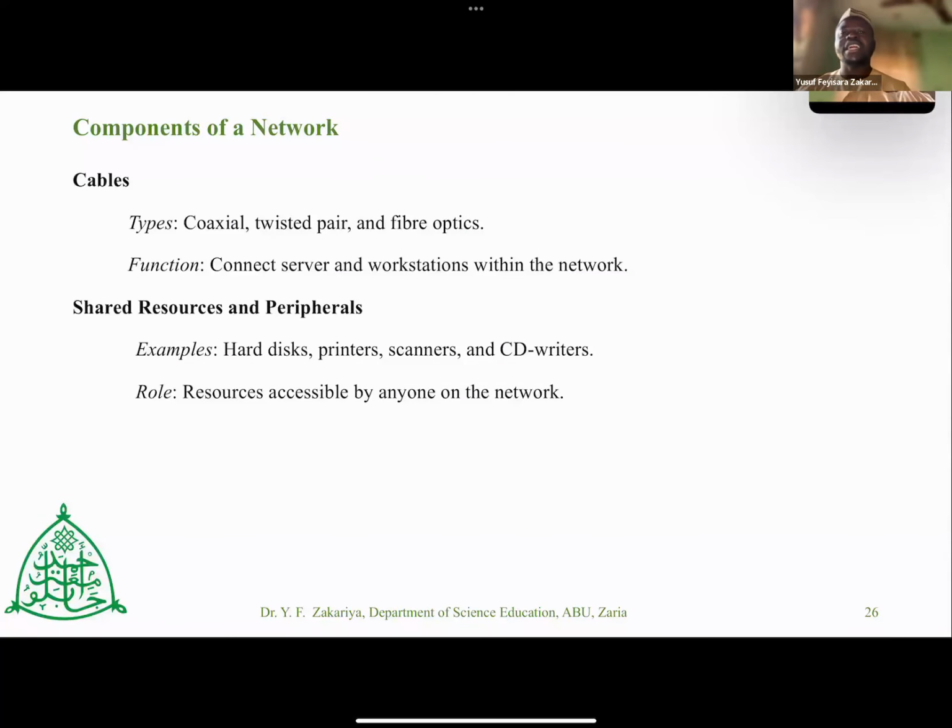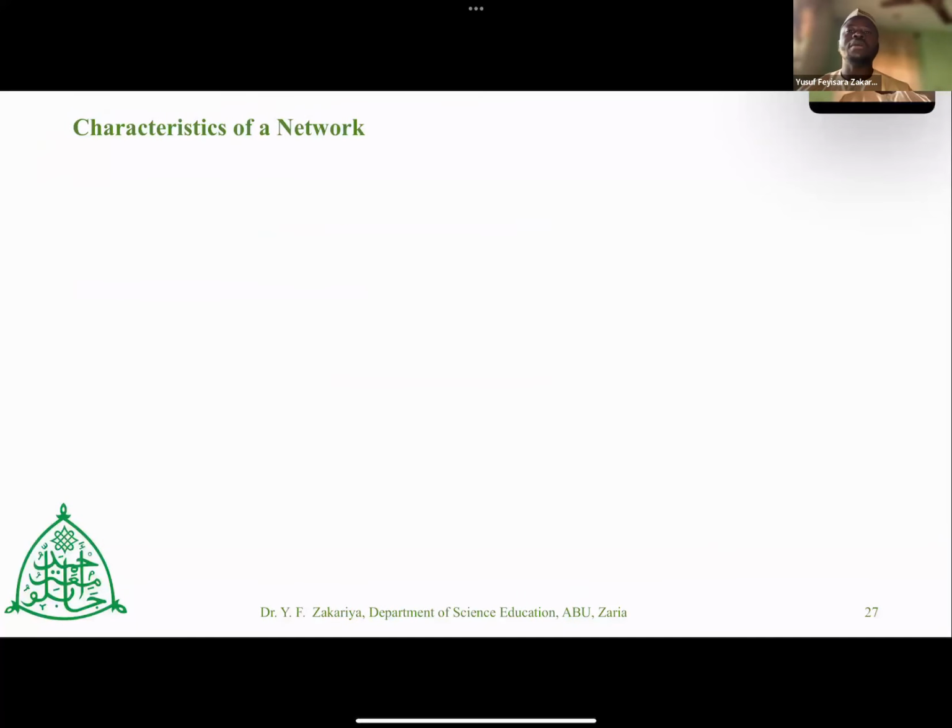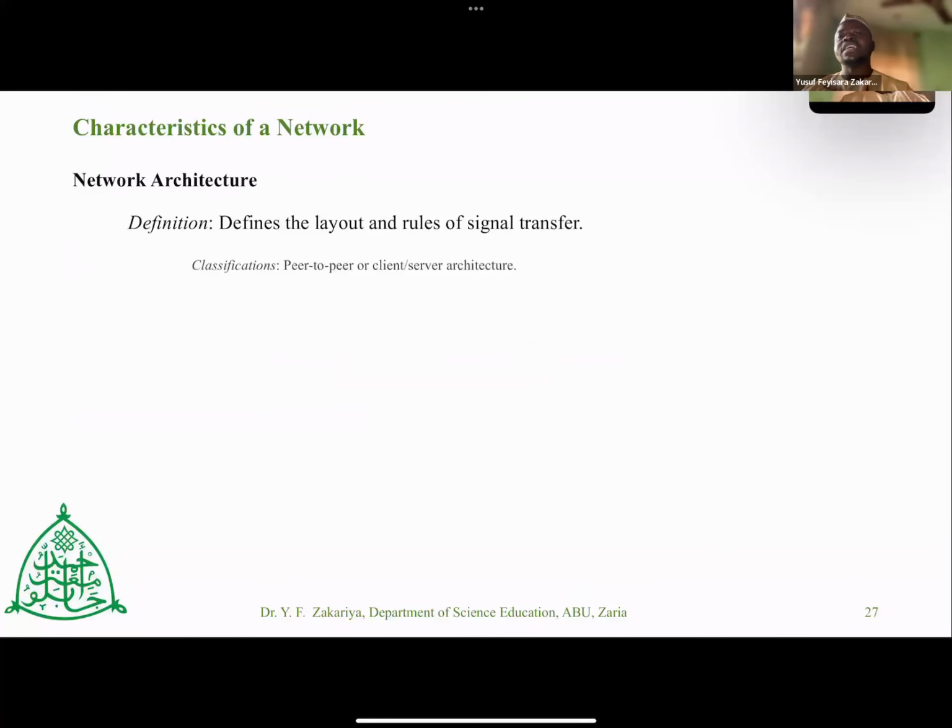The sharing devices like the hard disk, the printer, the scanner, the CD writers. These are some of the resources that we put together to form our network. So a network has some characteristics.